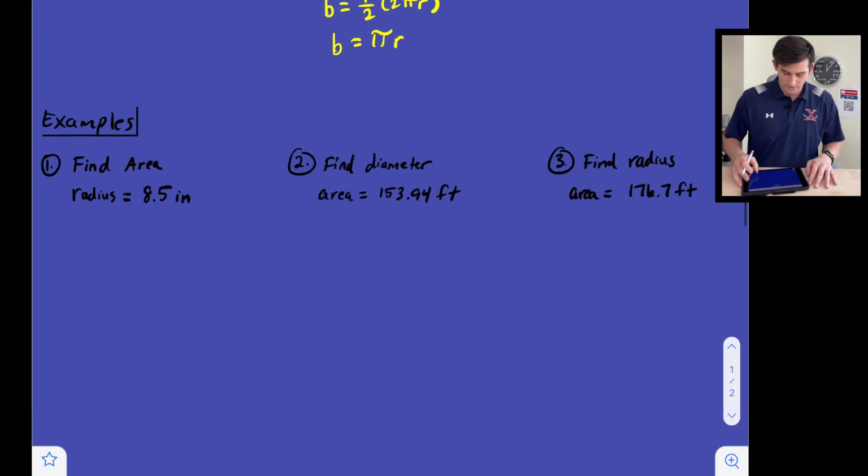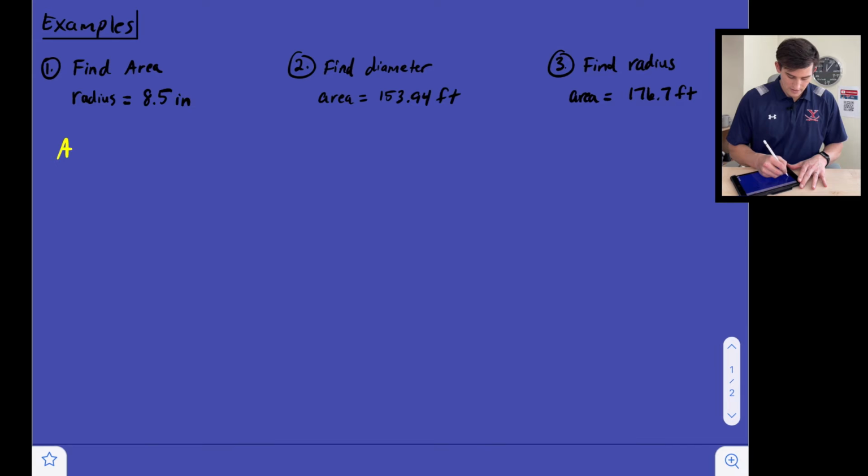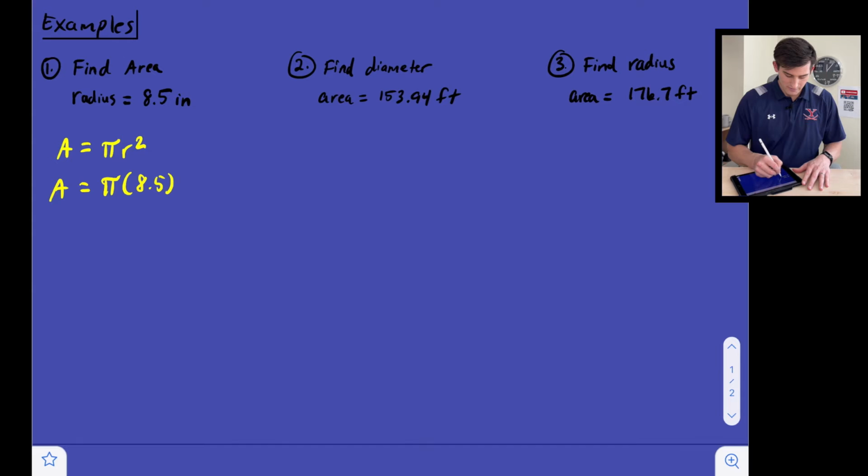Now let's take a look at 3 examples where we are given one thing and we are asked to find another. So the first one, we're going to find the area when the radius is 8.5 inches. So we're going to set up our equation, area is equal to pi r squared. And now area, what we're trying to find, is equal to pi, and then we're going to plug in 8.5 for r. So in my calculator, I'm going to do 8.5 squared.